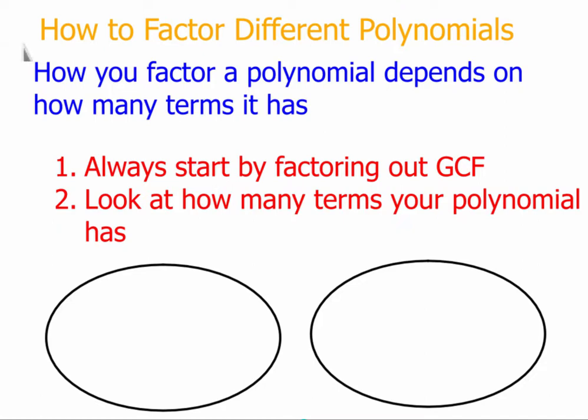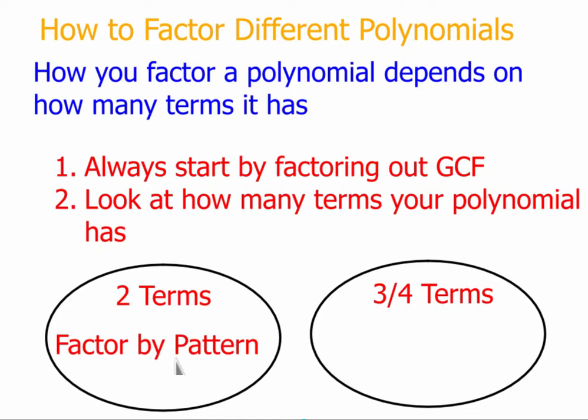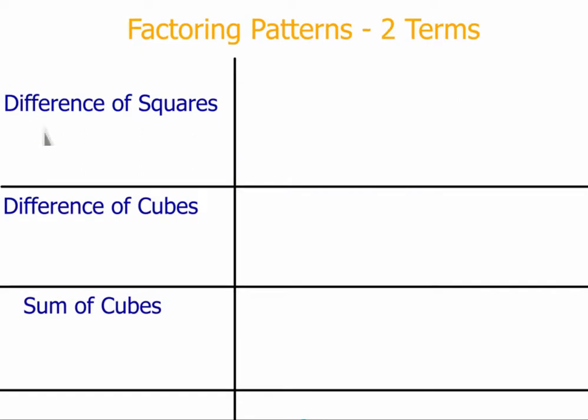So, how you factor a polynomial depends on how many terms it has. The first thing you want to do is always factor out the greatest common factor. Then you want to look at how many terms your polynomial has. It's either going to have 2 terms or 3 or 4 terms for what we're going to be doing. If it has 2 terms, you're going to factor by pattern. I'll show you what that means in just a second. And if it has 3 or 4, we're going to factor by grouping, which is how we've always done factoring before. So let's deal with 2 terms.